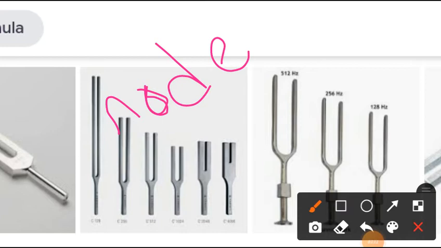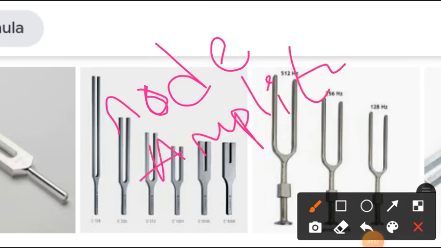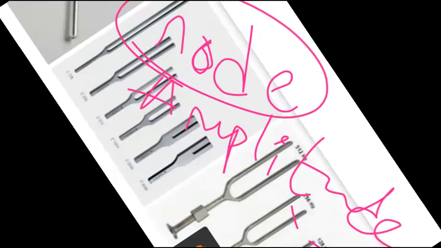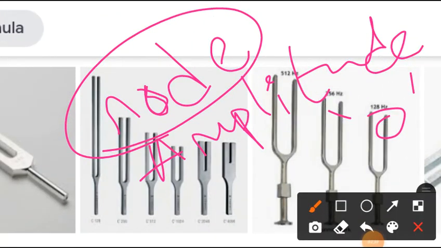There is a node in the vibration near the bend of the U. A node is where the amplitude is 0. When the amplitude is 0, we call it a node. So because of the node, the handle does not vibrate.